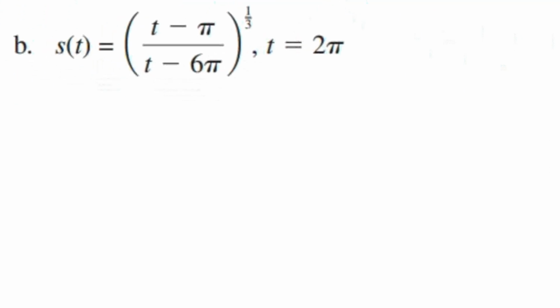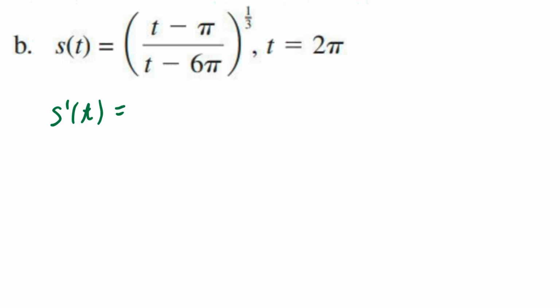Part B, s of t equals open bracket t minus pi divided by t minus 6 pi close bracket to the power of 1 over 3, evaluated at t equal to 2 pi. Step number 1, find the derivative. So in this case, when we're looking for s prime of t, we're applying the chain rule.